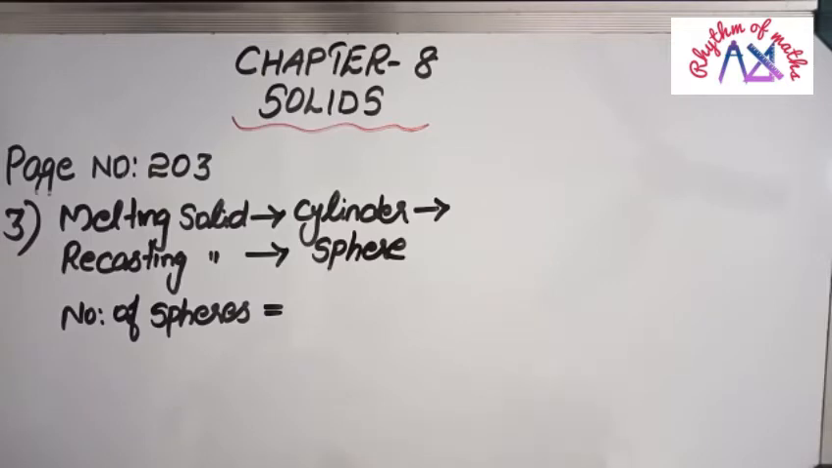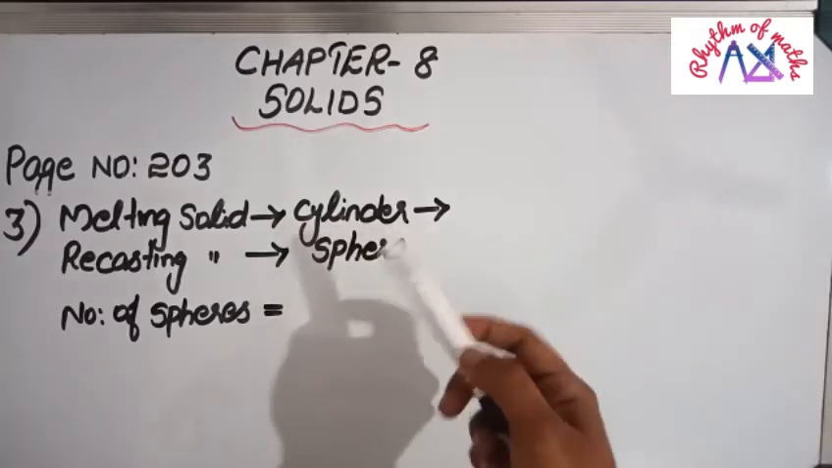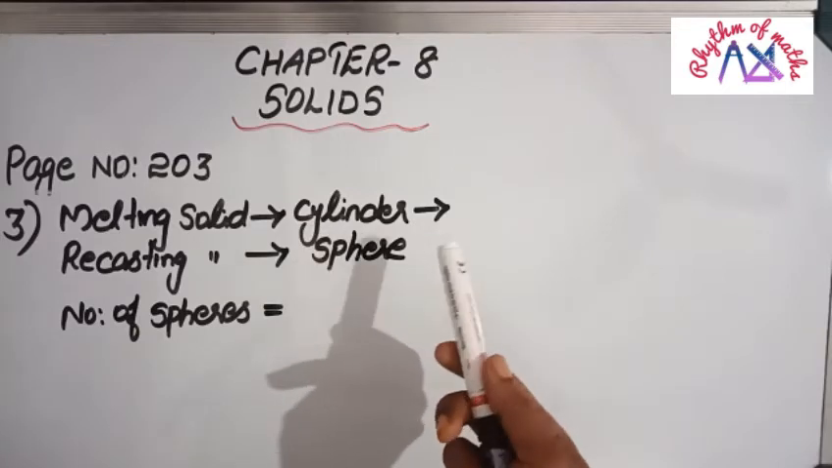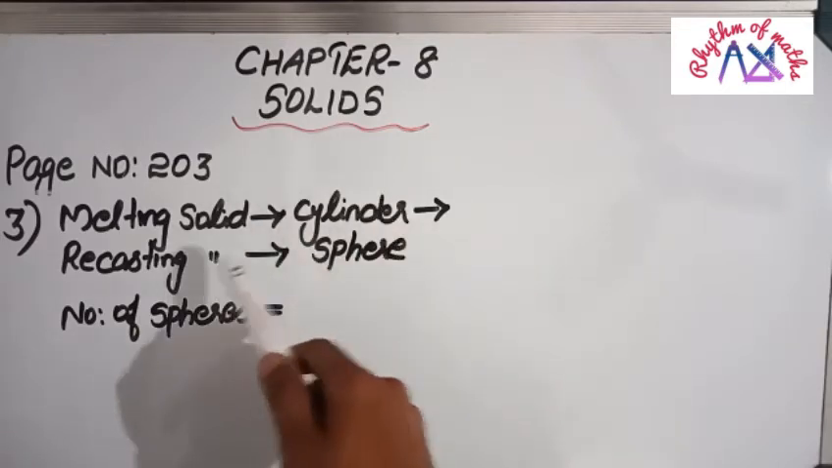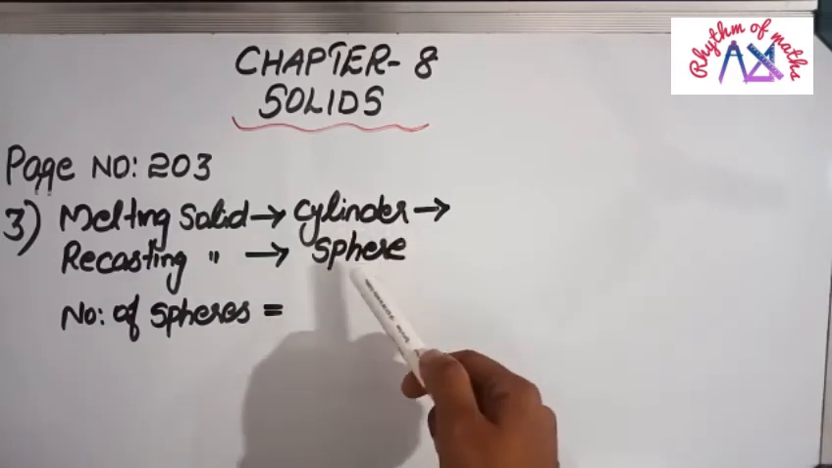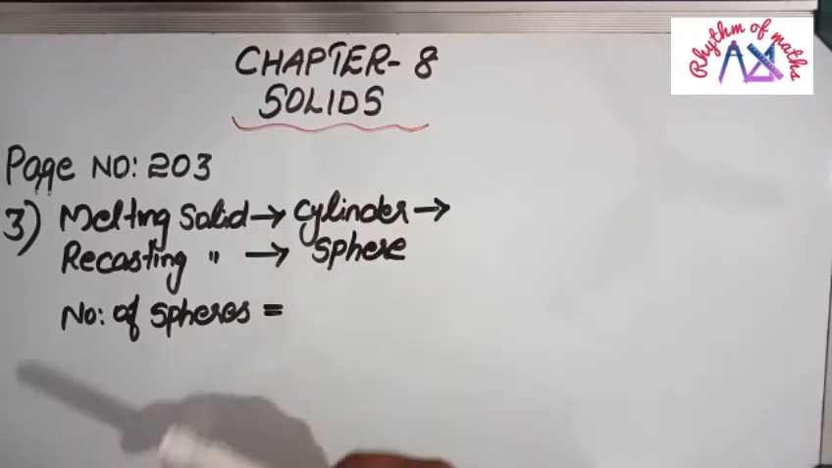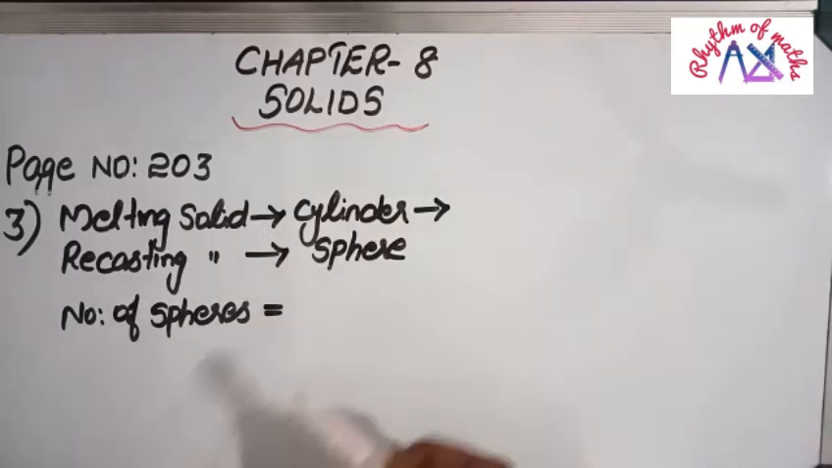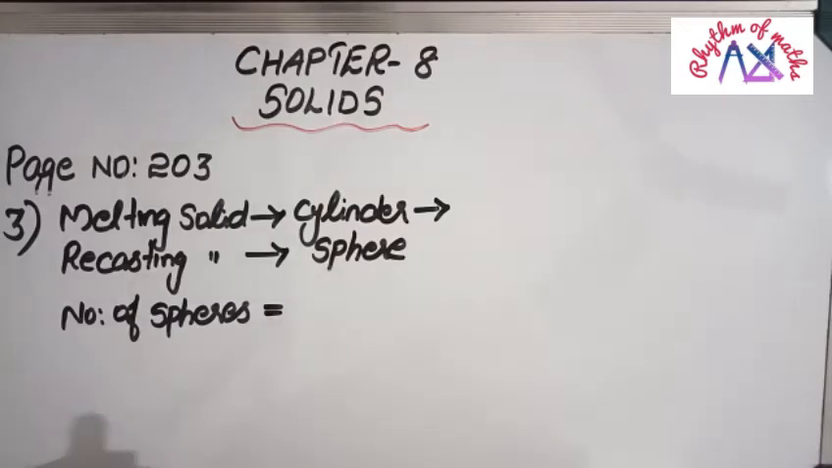Okay. So here in this question, a cylinder is going to melt. Here the melting solid is a cylinder. We are going to melt a cylinder, and which solid are we recasting? We are going to recast a sphere. By melting a cylinder, spheres are going to be made. The question is how many spheres we will get by recasting this?